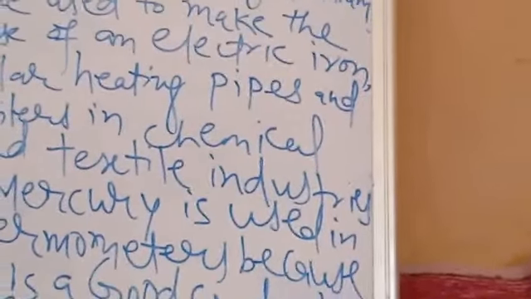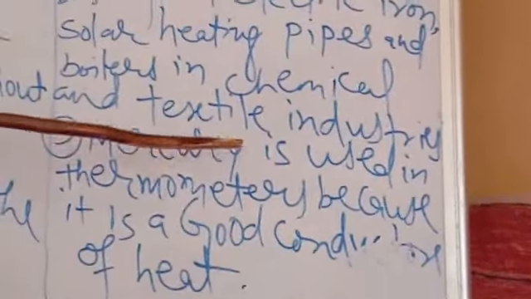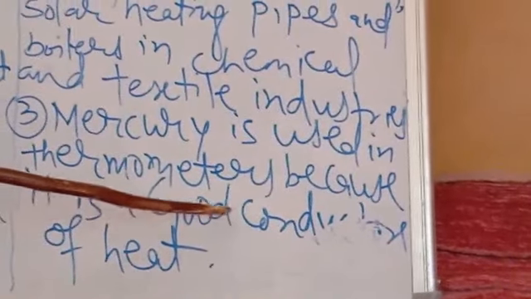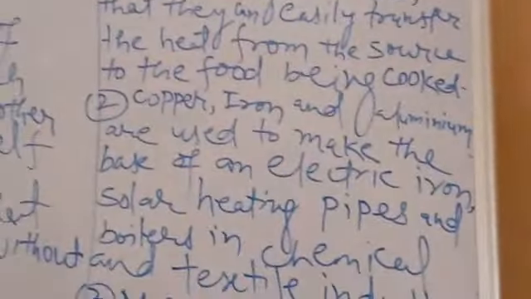Solar heating pipes and boilers in chemical and textile industries. Now the third one, mercury is used in thermometers because it is a good conductor of heat. So these are the uses of good conductors of heat.